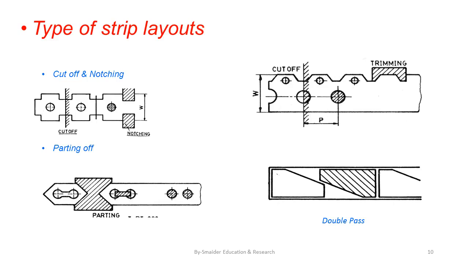This is called double pass. You can put a strip in a double pass way so that you can save. Double pass means you can feed the strip, cut one component at a time, then reverse the strip and feed it again, so you get another component from that strip. This is called double pass method.